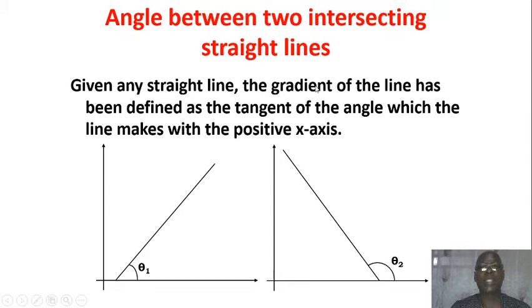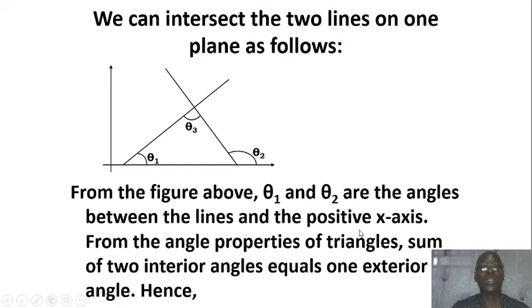Given any straight line, the gradient of the line has been defined previously as the tangent of the angle which the line makes with the positive x-axis. You recall we said that you can equally take the tangent of the angle which the line makes with the positive x-axis if you are looking for the gradient of the line. Otherwise, you may decide to make y the subject of the formula in the equation and take the coefficient of x as the gradient.